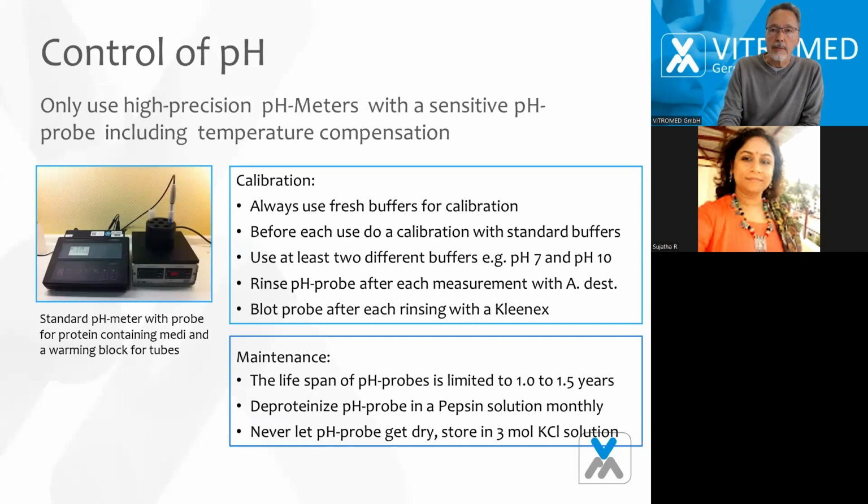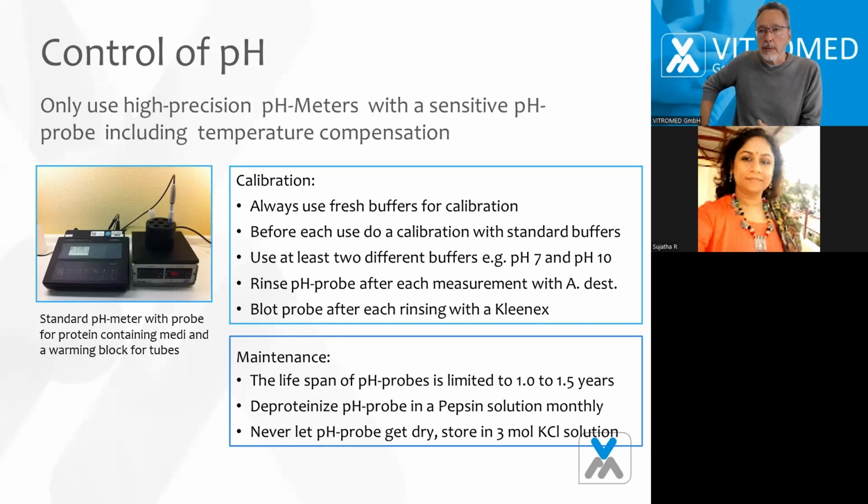The maintenance, you have to look and ask maybe the manufacturer of the probes you use. Most of them are limited for a time of 1 to 1.5 years. That means you should change them every 1 to 1.5 years. Modern pH meters have indicators that show you whether the probe is still working or not. You always should have a look at it.